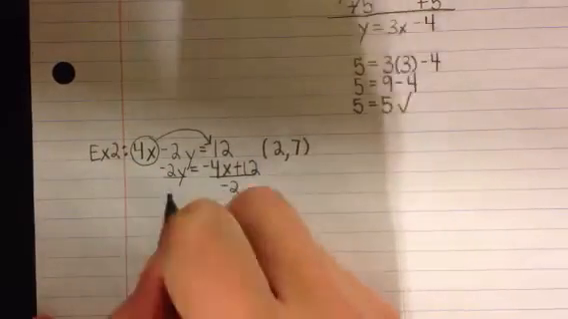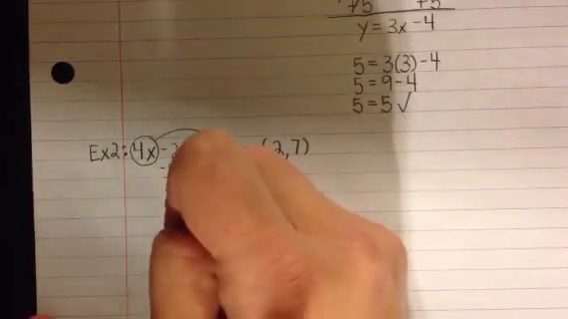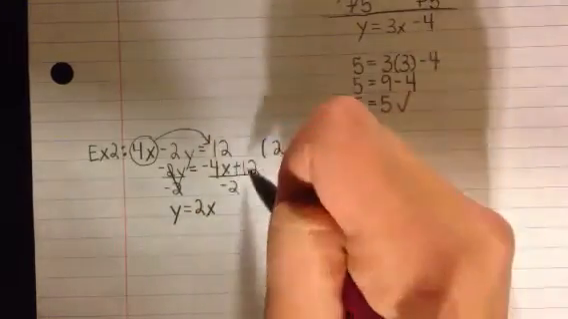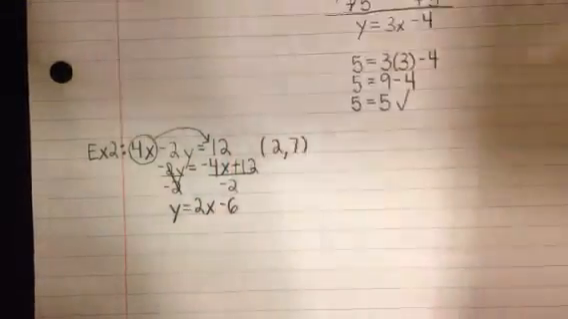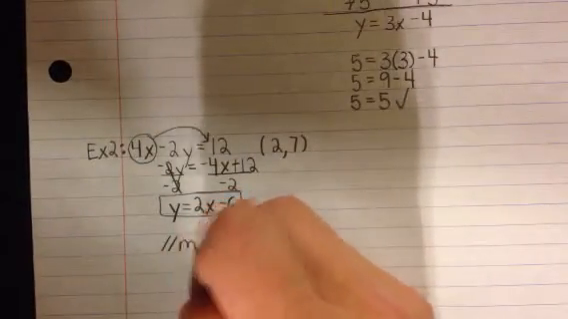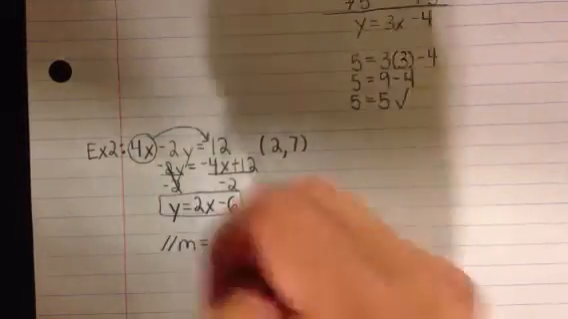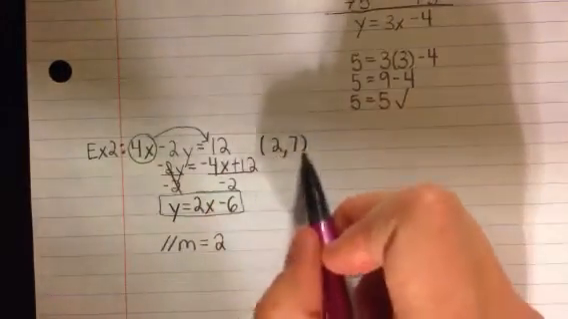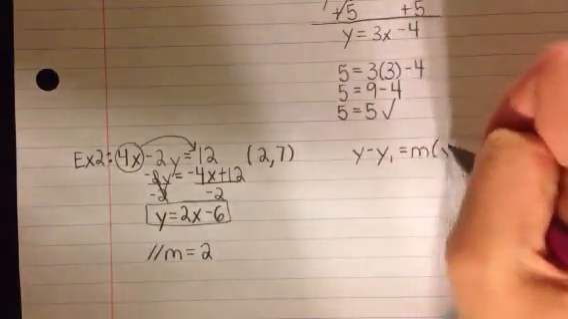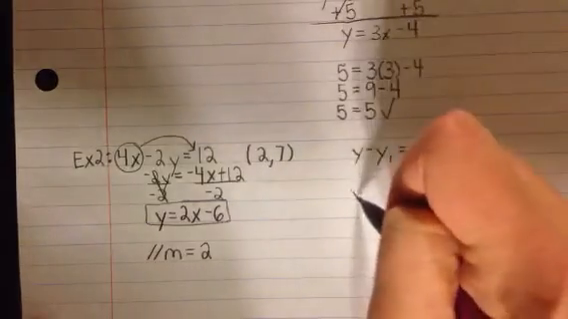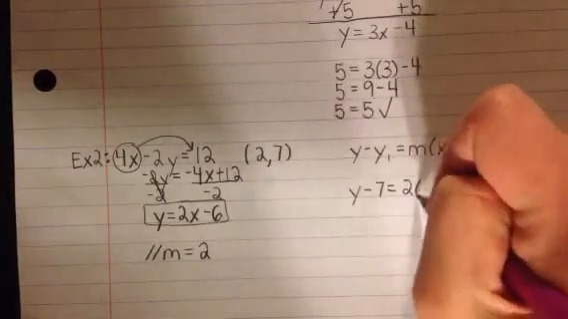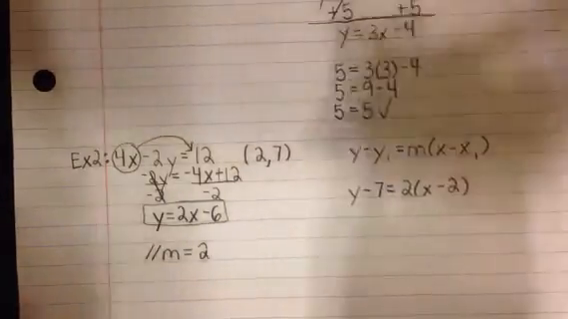Divide everything by negative 2. So we get y equals negative 4 over negative 2 is positive 2. 12 over negative 2 is negative 6. So there's my line. Okay, and I know that a parallel line would have the same slope, so a slope of 2, and I need it to pass through this point here. So again, I will use point slope formula. So y minus 7 equals my slope, which is 2, x minus 2.